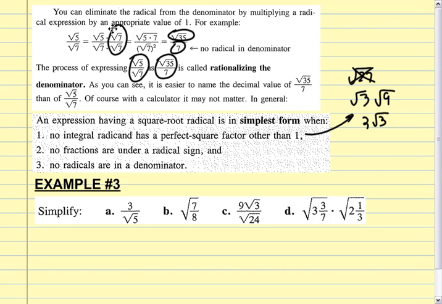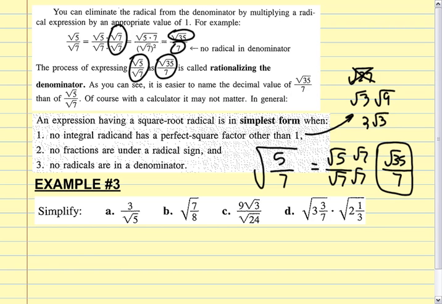Number 2 says no fractions are under a radical sign. So this is not simplified, right? We need to write it like this: root 5 over root 7. But then we go to number 3. No radicals are in the denominator. Multiply by root 7 over root 7. That gives us root 35 over 7. Now that is simplified. We don't have any fractions under a radical sign, and we don't have any radicals in the denominator.